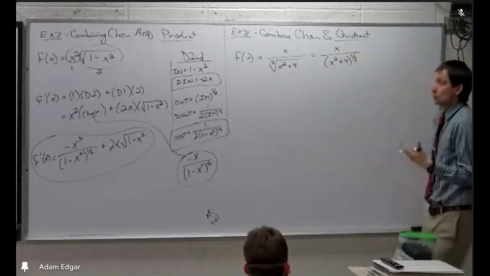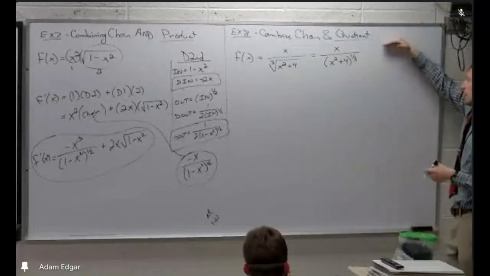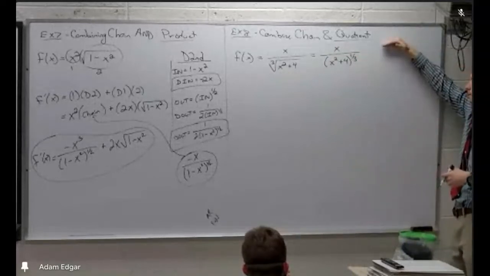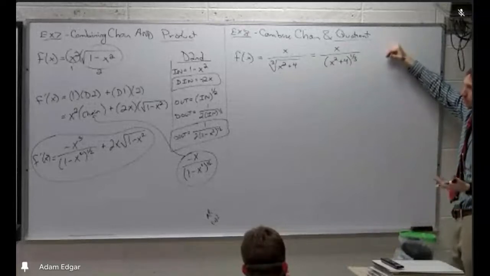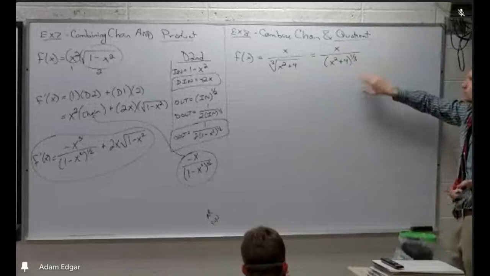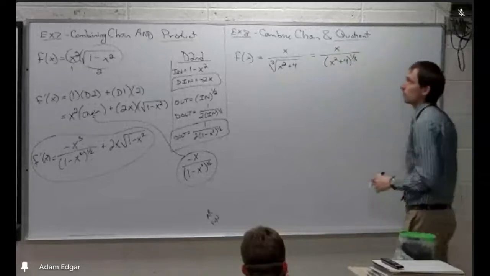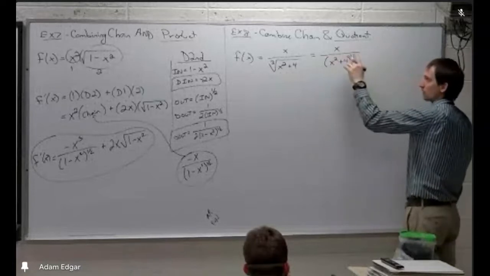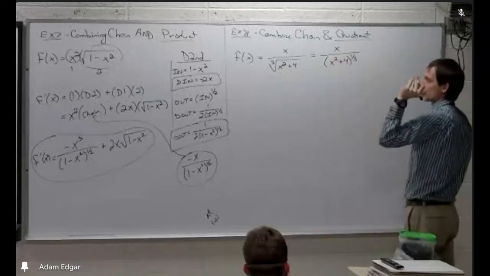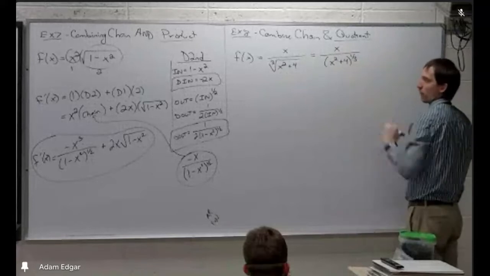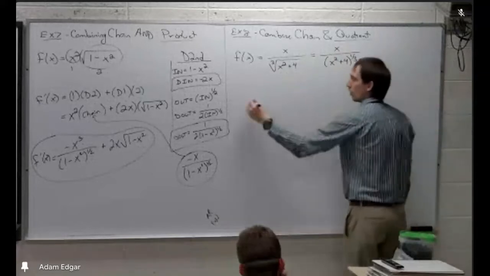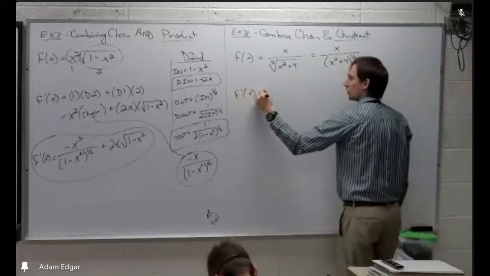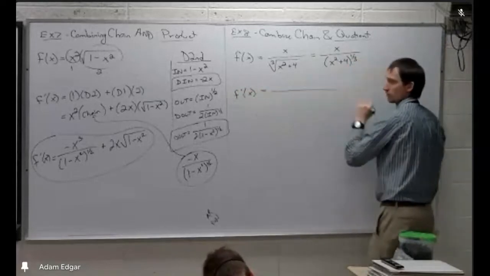You could rewrite this again, bring the radical up, and make it x plus 4 to the negative 1 third, and do product rule again. But I don't know if that's really any better than what we're about to do with quotient rule. So at heart, this is a quotient rule problem, because at heart, this is a basic fraction. Unfortunately, the denominator is messy, so the denominator will require chain rule. So f prime of x, before we jump into doing quotient rule, let's just remind ourselves what is quotient rule.